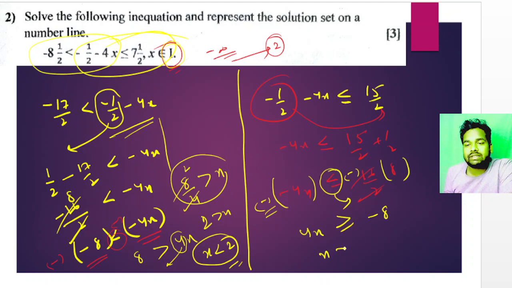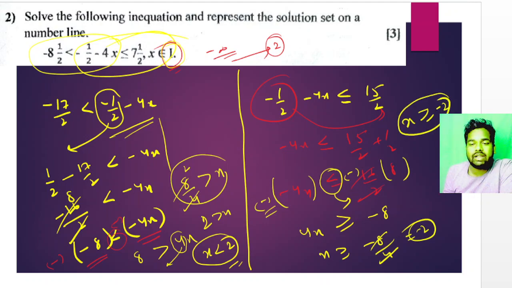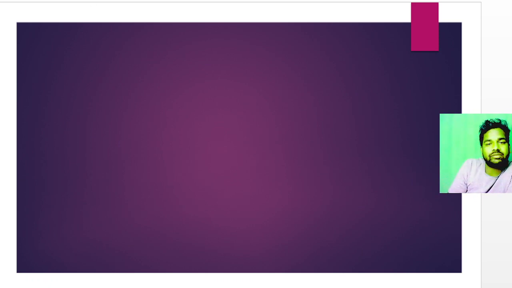Okay, and x is greater than or equal to minus 8 by 4, that is minus 2. So from here we can say that here the condition came, x is greater than minus 2, and here the condition came, x is less than 2. So we can write here two lines.